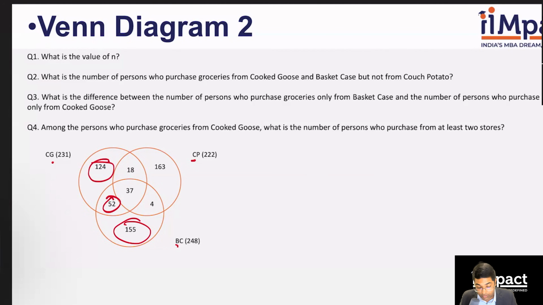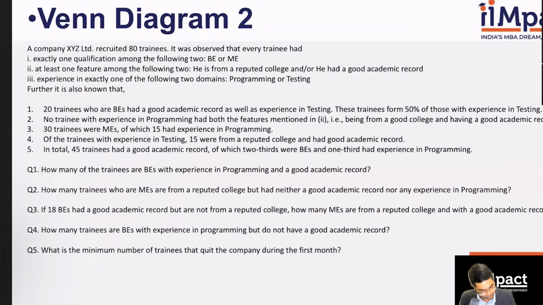Among the persons who purchase groceries from cooked goods, what is the number of persons who purchase from at least two stores? Guys, we have learned this n number of times. At least two stores means exactly two stores and exactly three stores. So I will just add this triangle and I will get my answer. Clear with everybody? Another very simple set. It was just you making calculations and equations and solving them a little smartly. Nothing too complicated. Okay. Let's move to the next set.